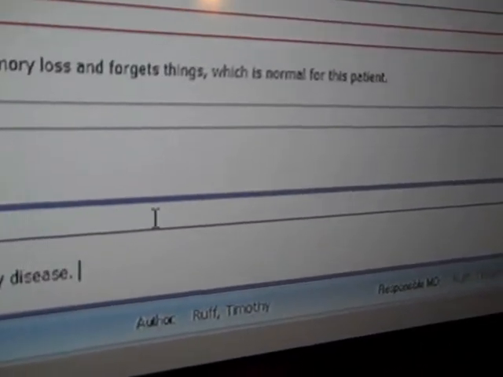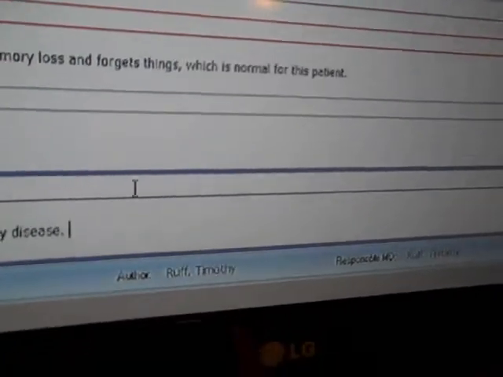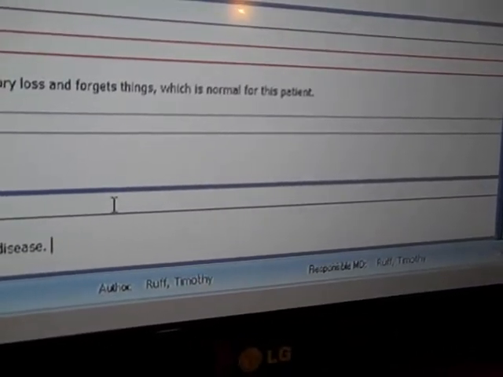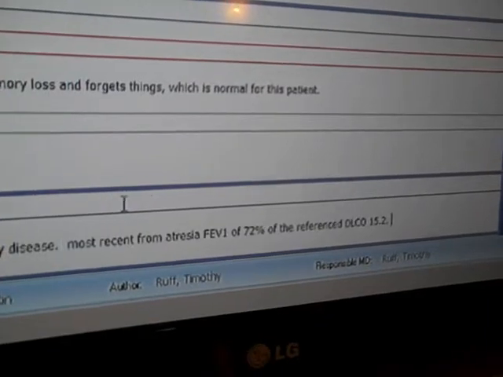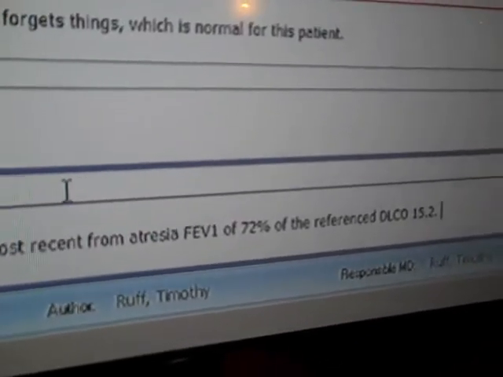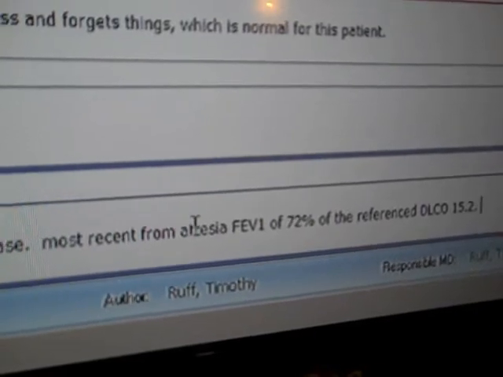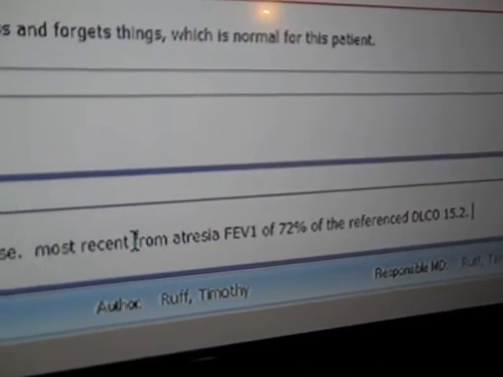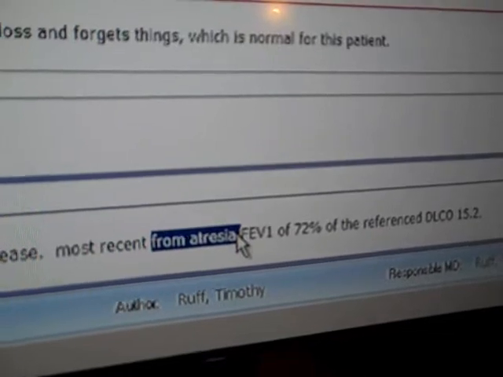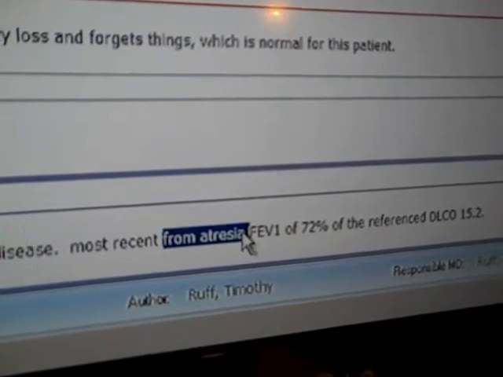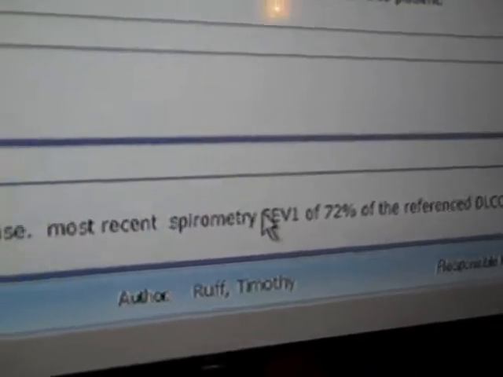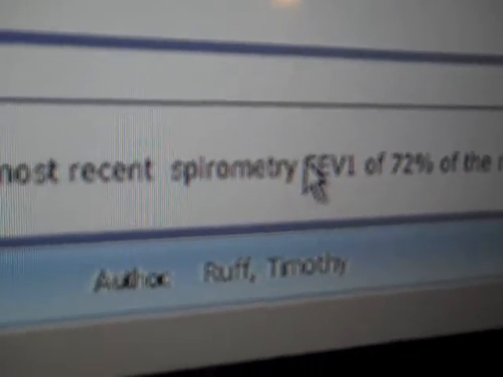Most recent spirometry showed FEV1 of 72% of the reference, DLCO of 15.2. So you can see there that the information was there, and let's see. I think I butchered spirometry. I didn't say it right. Spirometry. There we go. So I was able to edit that and correct that. So you get the point.